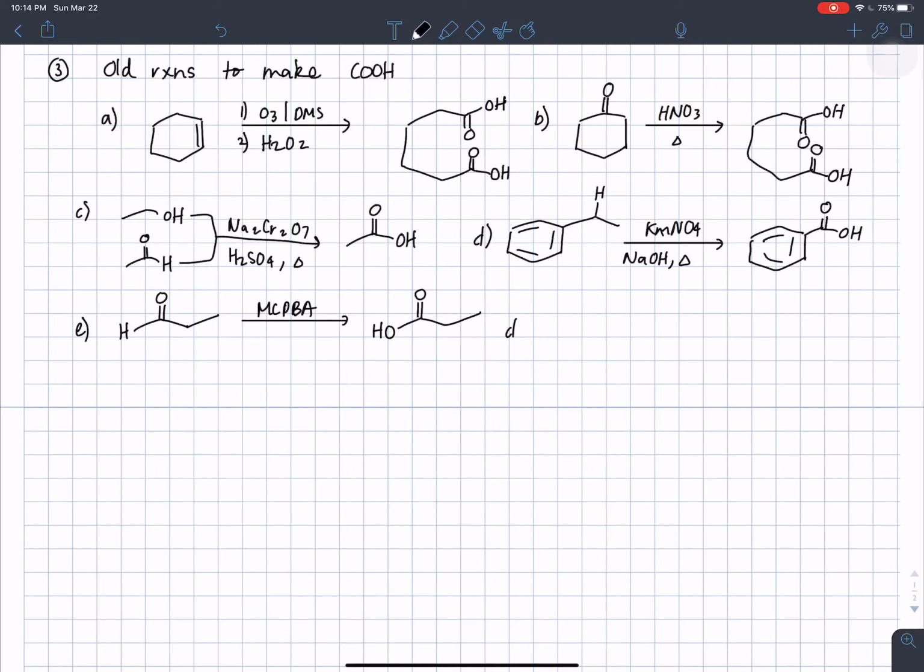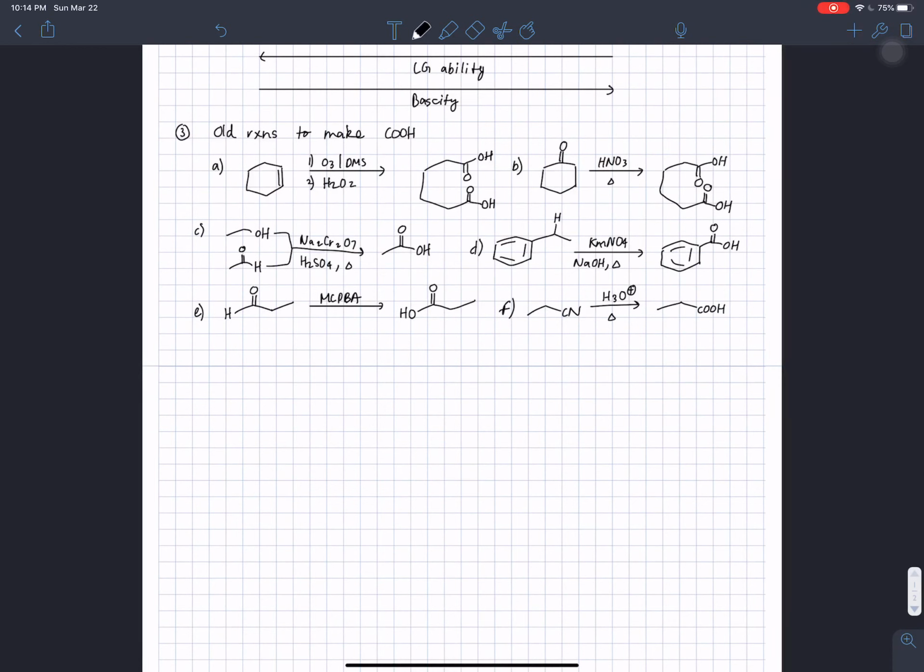And the last one is actually one of the carboxylic acid derivative ones, which we'll see in a bit. If you have CN, you can put this through H3O+ and heat, and this turns it into a carboxylic acid, like that. So those are just some old reactions that we have learned that can make our carboxylic acid. We're going to mainly learn how to turn carboxylic acids into new stuff that we know. So let's go about it that way.